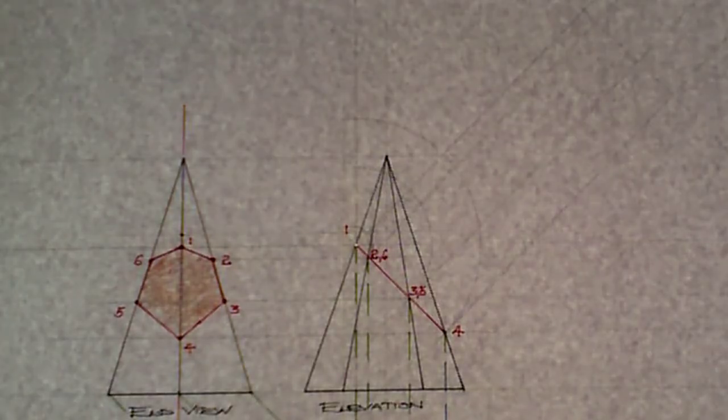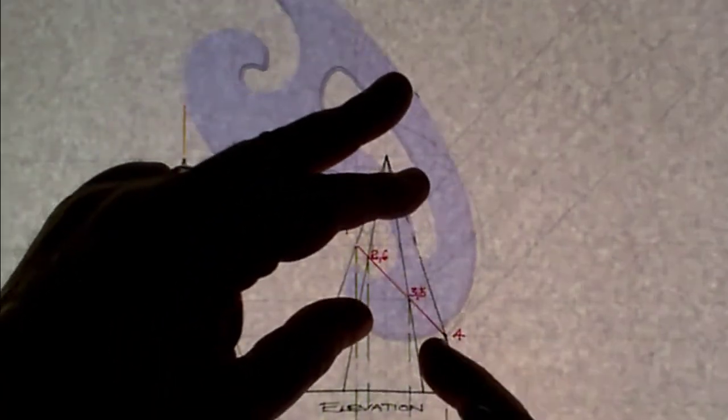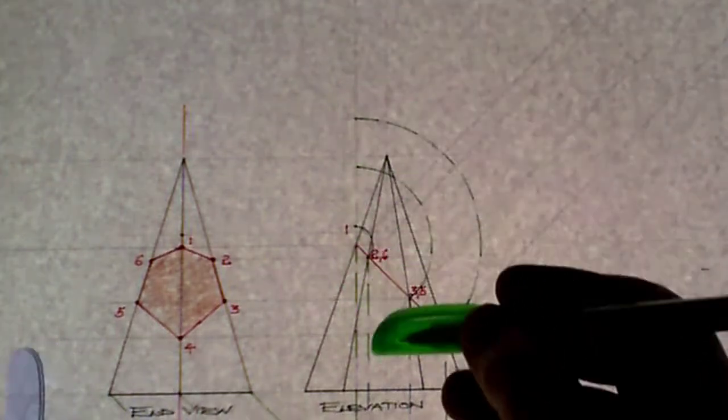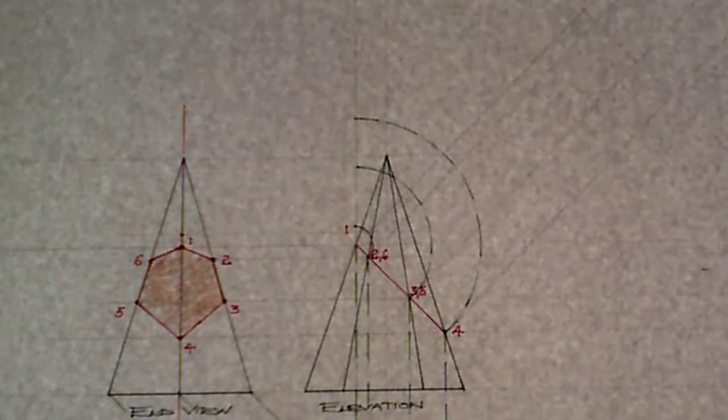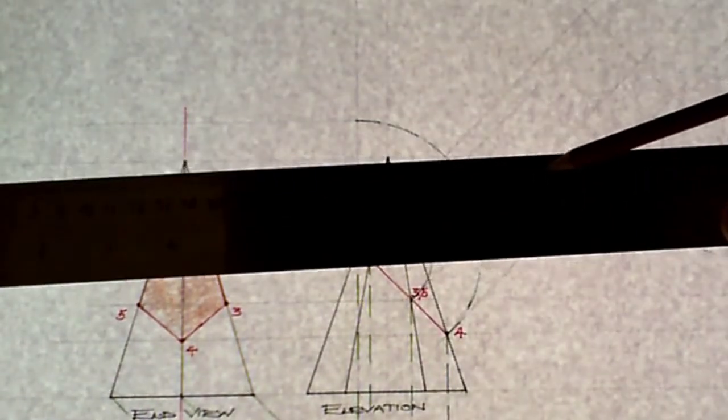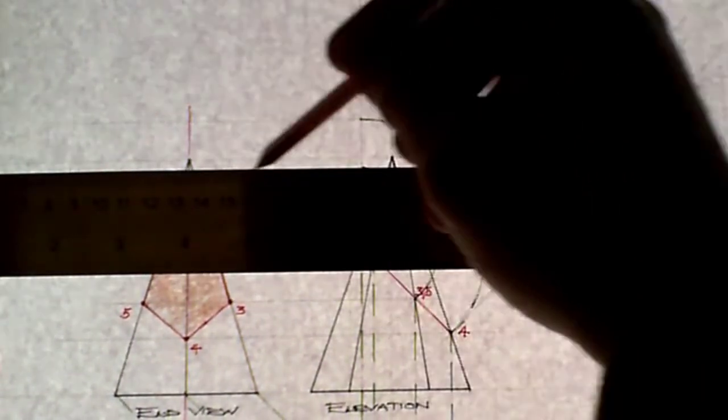Okay, so I'm just going to indicate that now in green and use a French curve just to put in those points. Now, where they hit the vertical line here, I simply bring the points across. I've already got point 1, which is here. So I bring those same points from the side view. I bring the same points up.